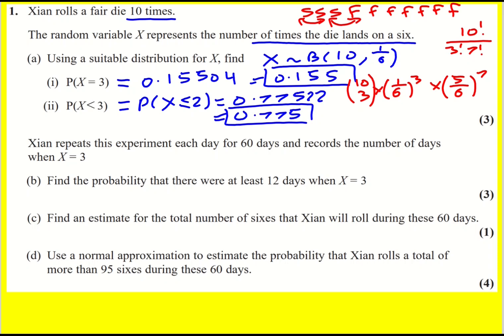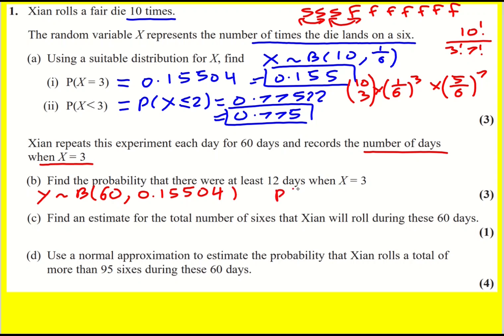Jan repeats this experiment each day for 60 days and records the number of days when x is equal to 3. Find the probability that there were at least 12 days when x was equal to 3. So this is actually a new binomial distribution because now there are 60 trials of the 10 times. But the probability of getting success, the number of days when x is equal to 3, is going to be that answer we had in part A1. Now I'm actually going to use the non-rounded version up to 5 decimal places, but you get away with using 3 decimal places. I'm just trying to be as precise as I can.